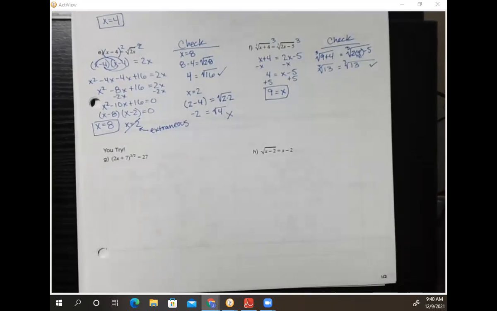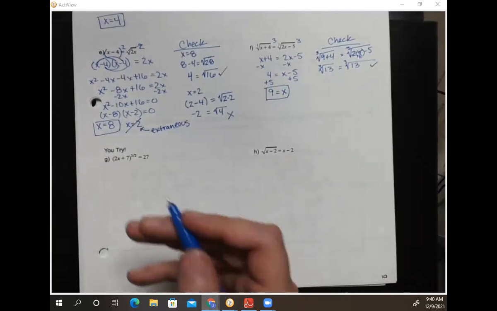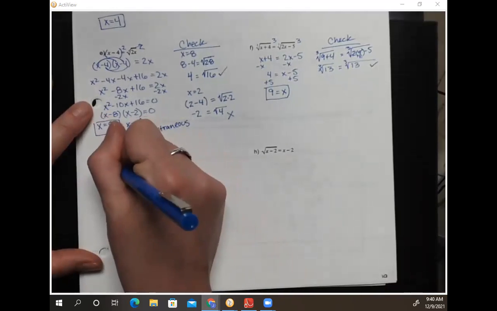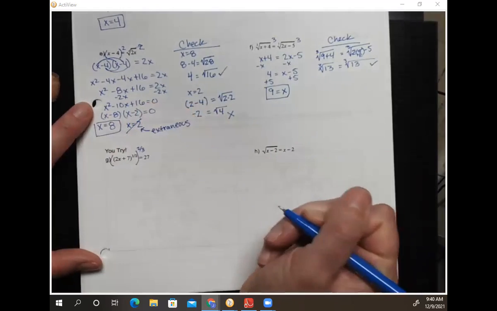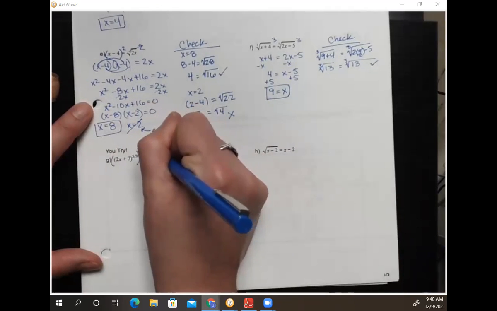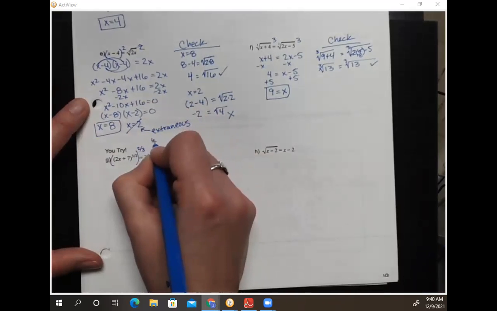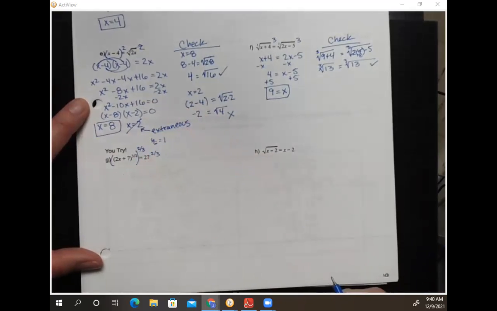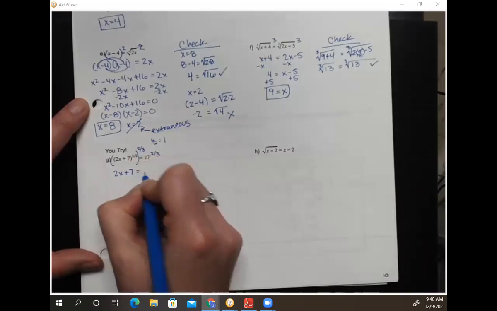For G, we're in exponent form, so I'm going to keep it in exponent form. The whole left-hand side is to the 3/2 power. So I'm going to take the whole left-hand side to the reciprocal power, to the 2/3 power. And then I'll do the same thing on the right. When I multiply these exponents, I would get 6 over 6, which is just 1. So I only have 2x plus 7 on the left.